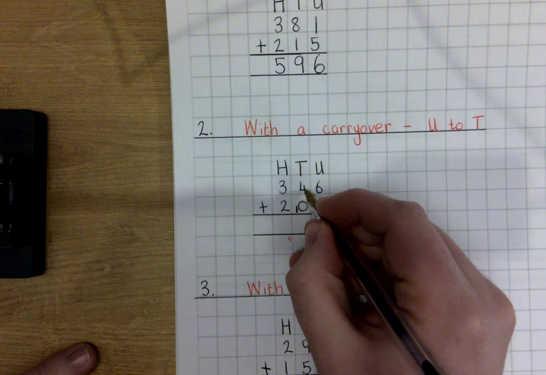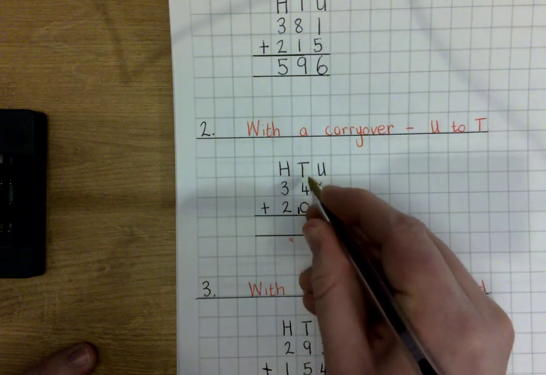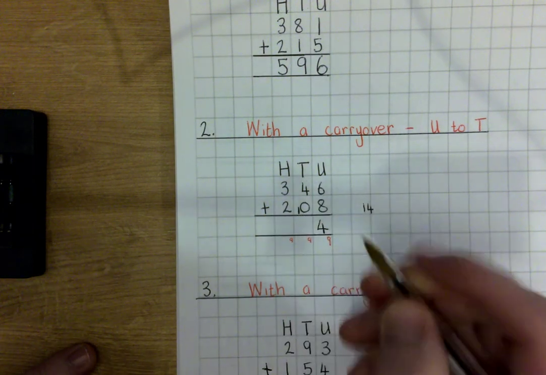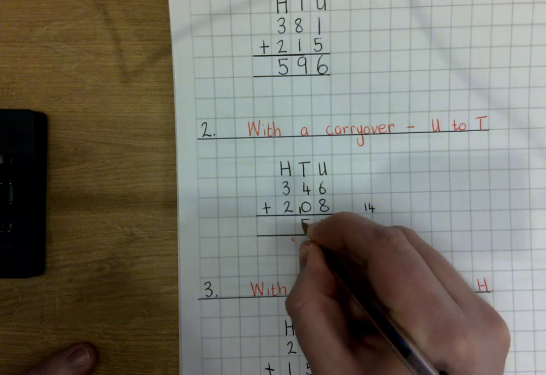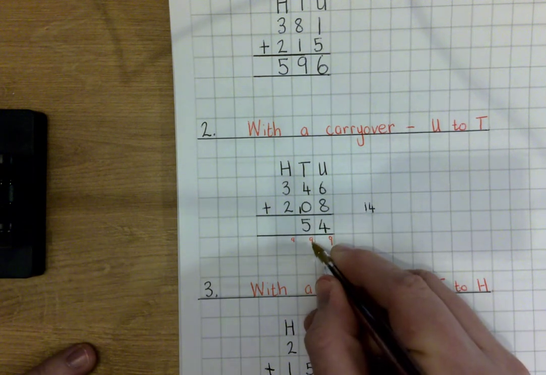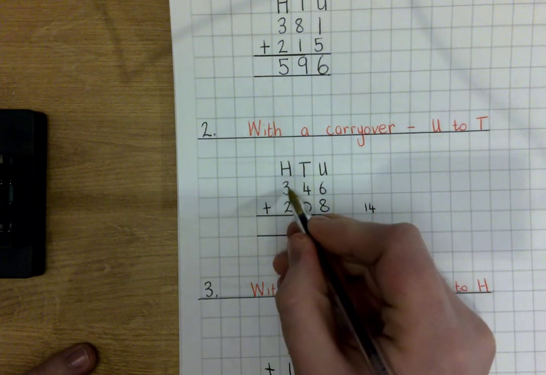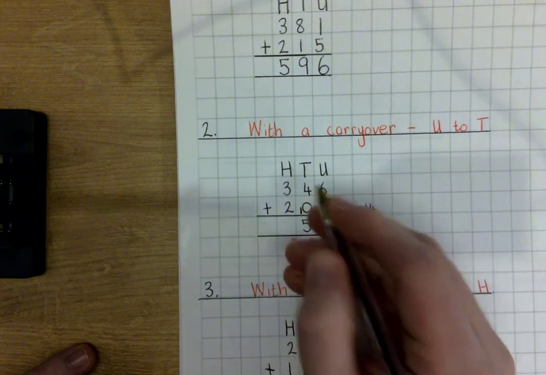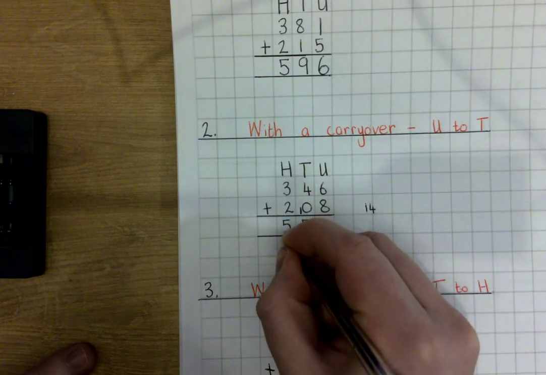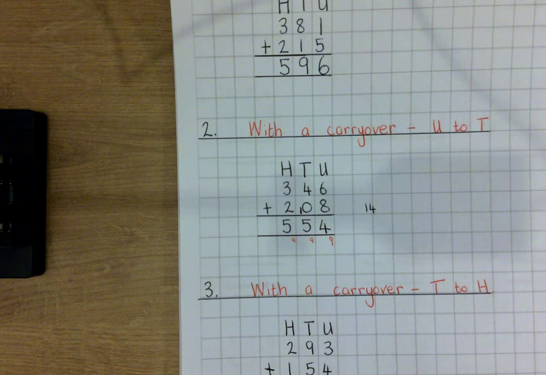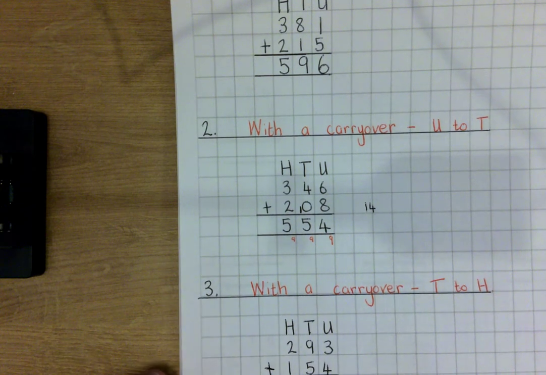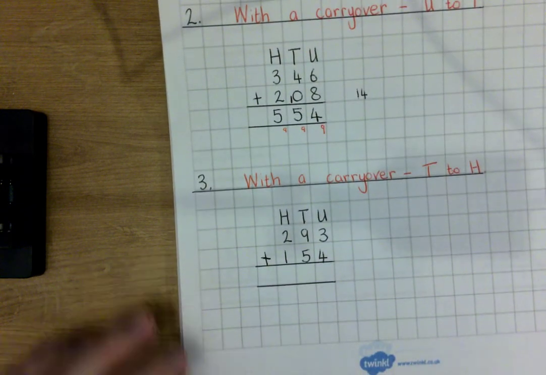On to the next column. 4 tens, add 0 tens, add 1 ten. All together gives me 5 tens, and that's fine because it's not bigger than 9. Move on to the next column. 300s, add 200s, easy peasy, 500s. And the answer is 554. Okay, on to our final sum.